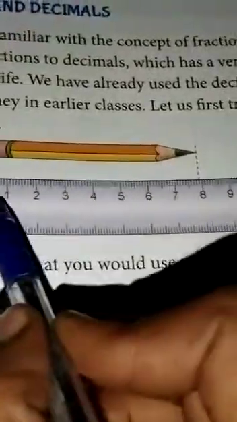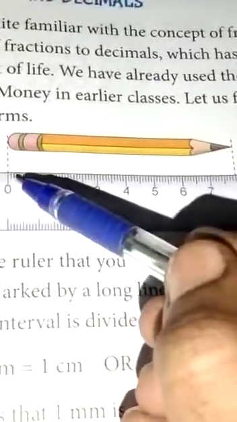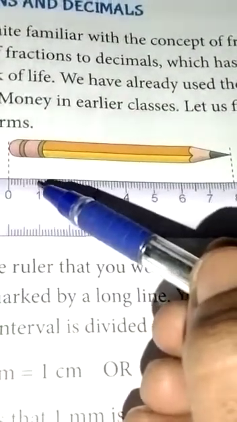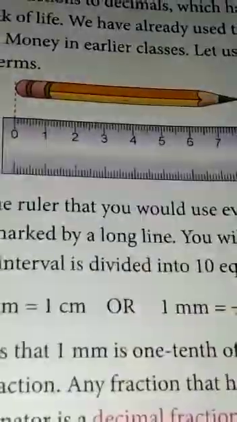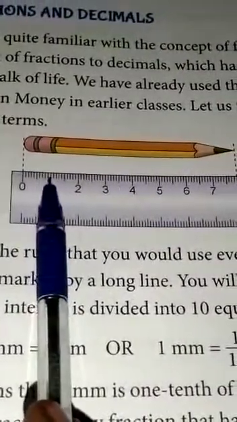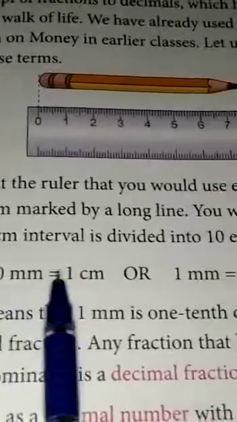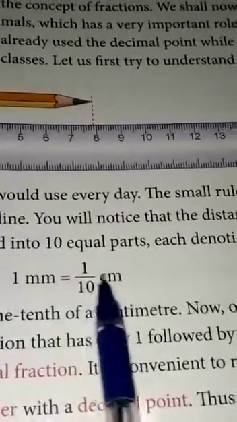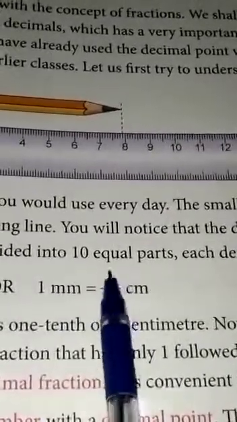Between these two lines, you can see there are small lines. Let's count how many: 1, 2, 3, 4, 5, 6, 7, 8, 9, and this one is 10. These are 10 lines in total. These small lines denote the millimeters. So 10 millimeters equal 1 centimeter, and it can be written as 1 millimeter equals 1 divided by 10 centimeter.